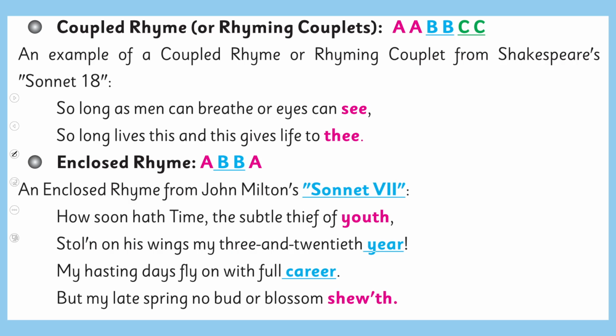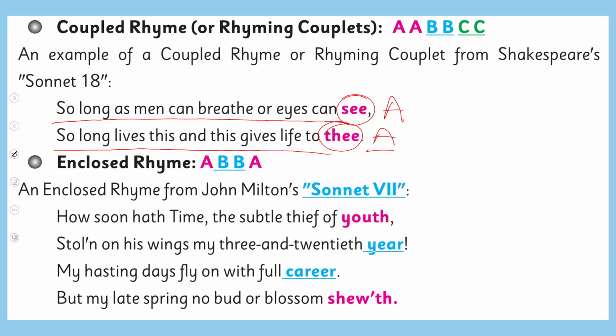Here are coupled rhymes, or the rhyming couplet. Couplet means there will be two verses in the poem. "So long as man can breathe or eyes can see, so long lives this and this gives life to thee." So "see" and "thee" have the same rhyme, and we will call it A and A. So the rhyming couplets, or couplets having coupled rhyme, students, they have one letter rhyme scheme.